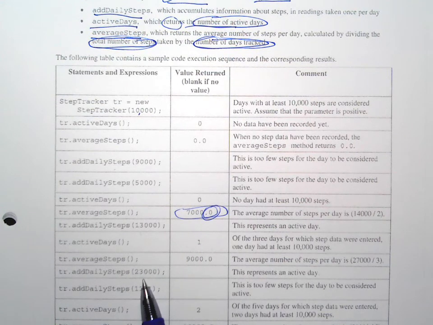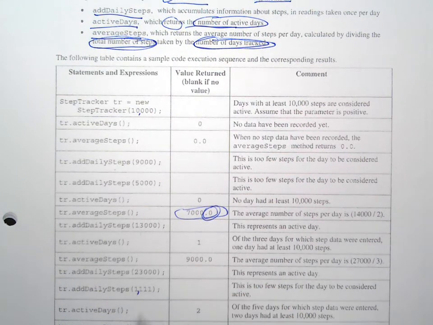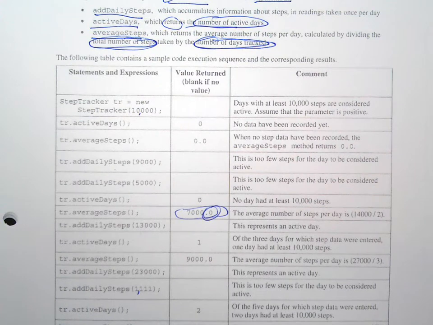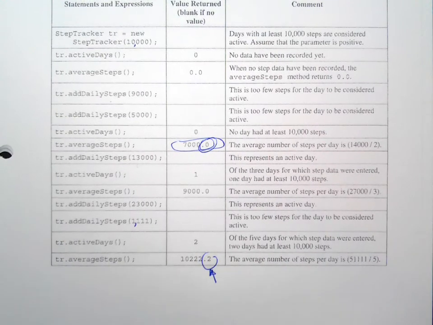We add another 23,000, and that's another active day. And now we're up to 50,000. Then another 1,100, and that is a non-active day. So now we're up to 51,100. Number of days is 5. And here you see clearly your average steps has to be a double. Okay.